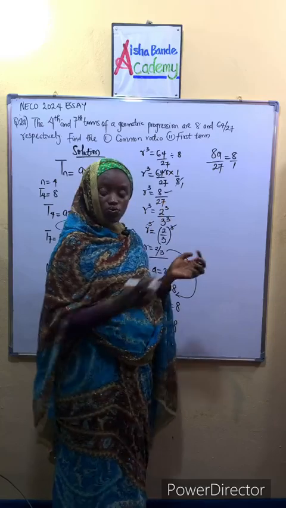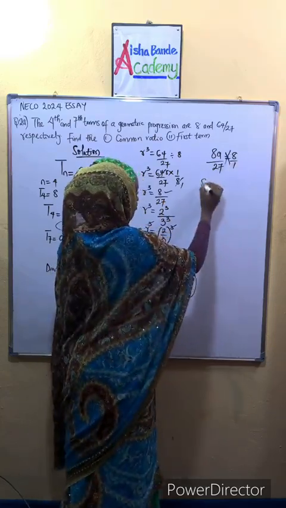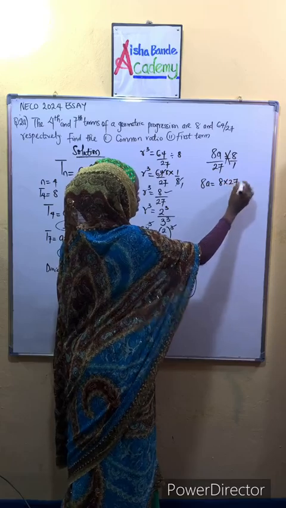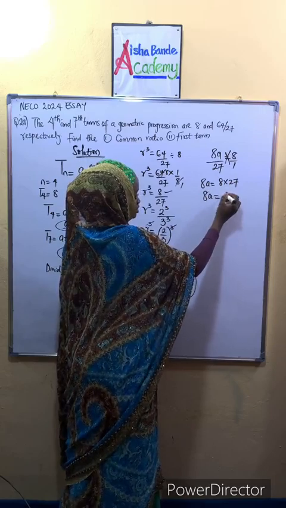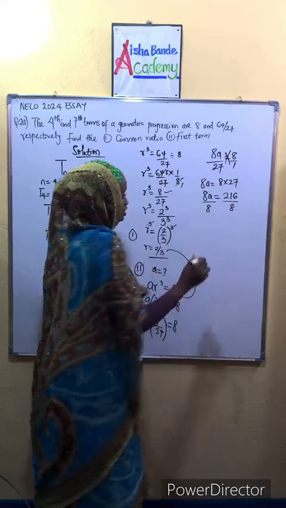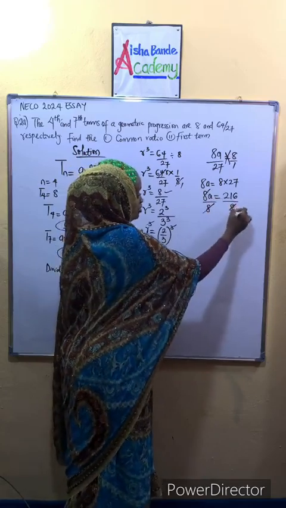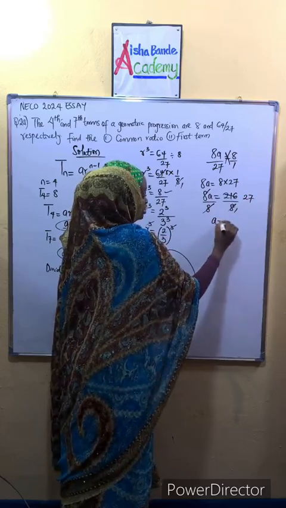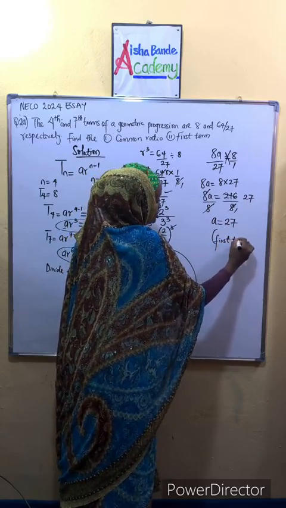So at this point, we can simply cross multiply. So what we do here is we cross multiply. We have 8a times 1 is 8a. Then we have 8 times 27. So this becomes 8a is equal to 8 times 27 is 216. So we divide both sides by 8, which is the coefficient of the unknown variable. So 8 cancels 8 here, 1, and 216 divided by 8 is 27. So we have a equals to 27, and this is the value for the first term.